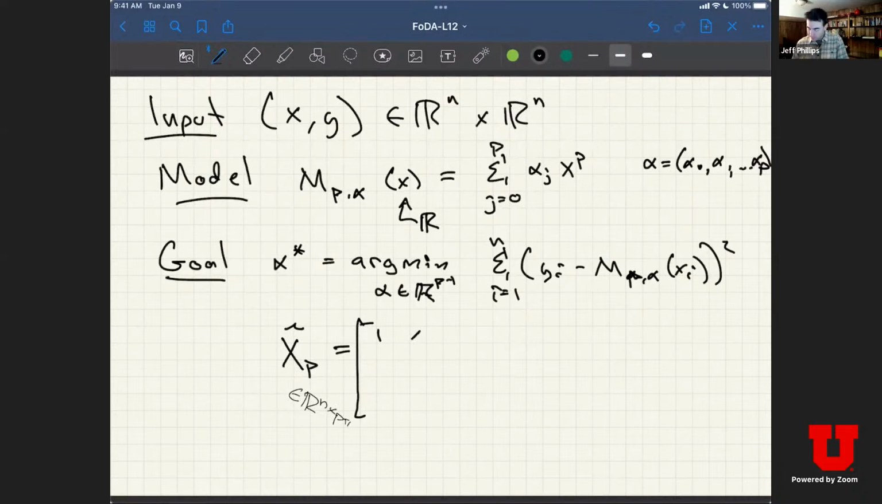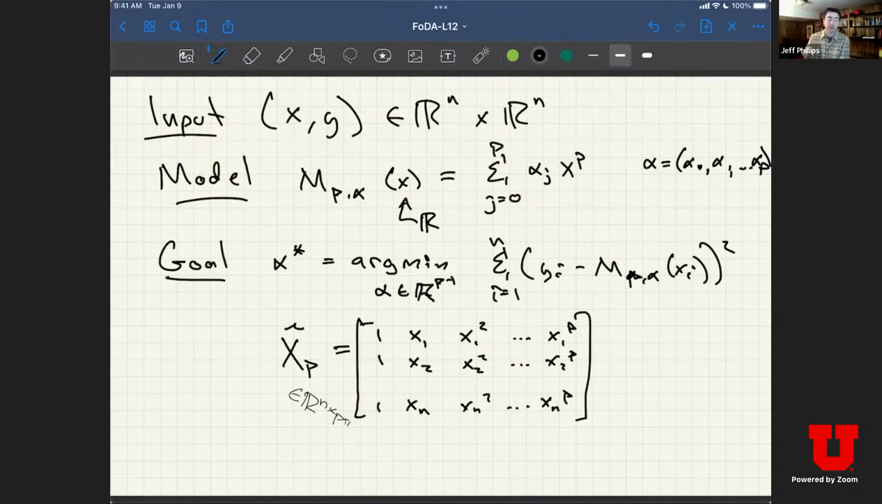First column is 1, second column is x1, then x1 squared, up to x1 to the power p. The second row is 1, x2, x2 squared, up to x2 to the power p, and then 1, xn, xn squared, up to xn to the power p. Okay, this we'll call X tilde p, right? This is the first step. I construct this expanded matrix, and the model should be x to the power j. Yes, thank you.